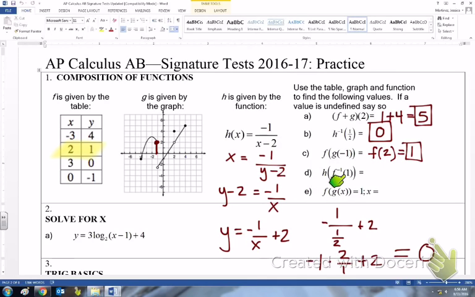H of f inverse of 1. I like this question because you have to understand how inverses work in tables, not only how to find the inverse algebraically, but how it works in a table. So here we have f inverse of 1.